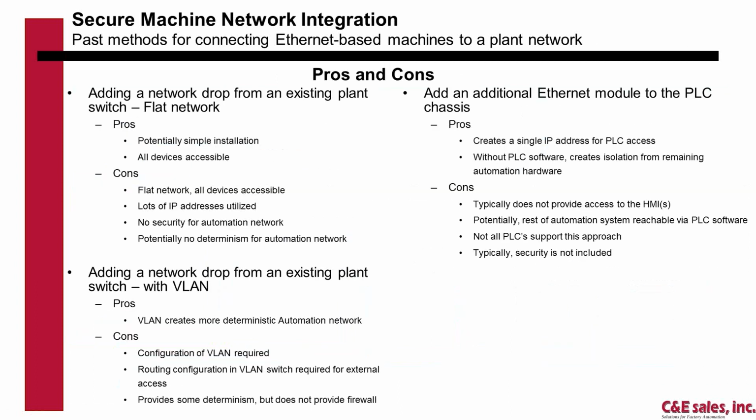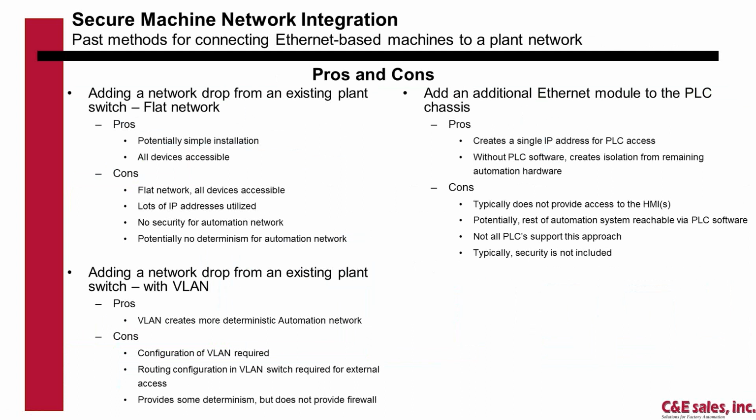So what are the pros and cons of these approaches? Well, the pro with a flat network is it's the simplest solution, and every device is accessible. What's the con with the flat network, just a plant network drop? Well, the con is that all devices are accessible. Additionally, we utilize a lot of IP addresses, and then of course the topic for the day, there's no security on that approach, and potentially no determinism for the automation network.